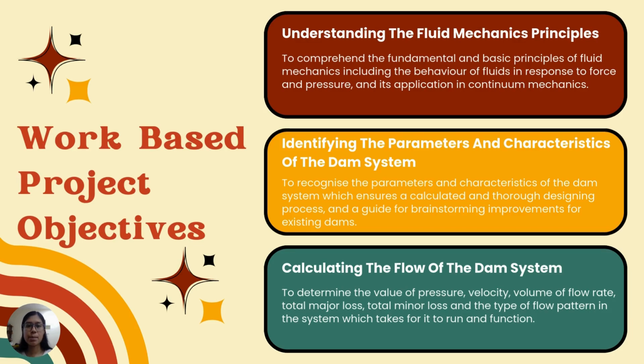Second, identifying the parameters and characteristics of the dam system. To recognize the parameters and characteristics of the dam system, which ensures a calculated and thorough designing process and a guide for brainstorming improvements for existing dams. Third, calculating the flow of the dam system. To determine the value of pressure, velocity, volume of flow rate, total major loss, total minor loss, and the type of flow pattern in the system which takes for it to run and function.